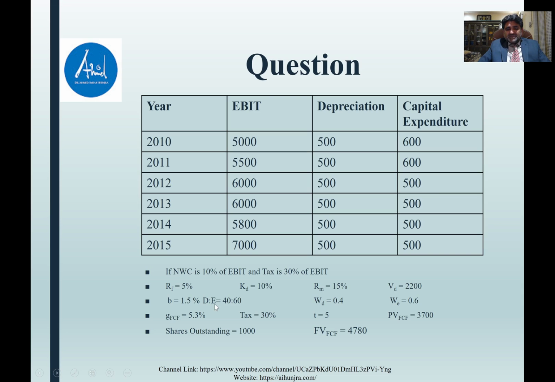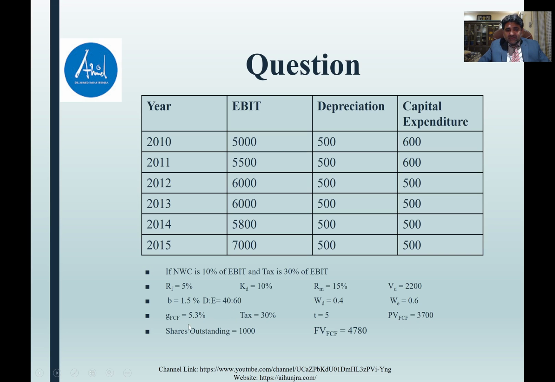Debt to equity ratio is 40/60. It means 40% is debt, 60% is equity. So the weight of debt, if we convert into decimal, is 0.4, and the weight of equity is 0.6, and growth rate of free cash flow is 5.3%. Tax is also given, that is 30%. The time period is 5 years. So the present value of future cash flow is 3700.